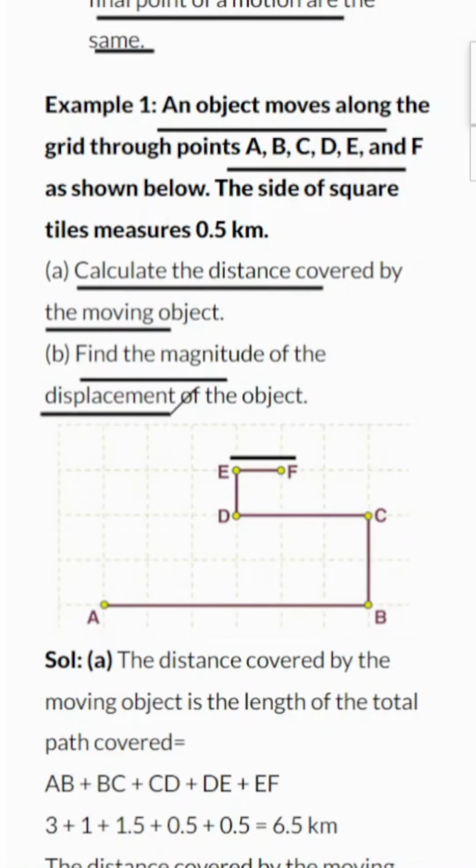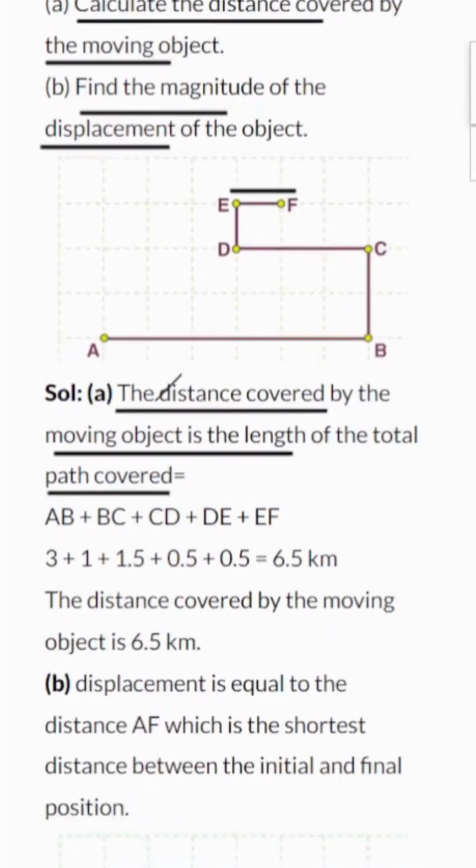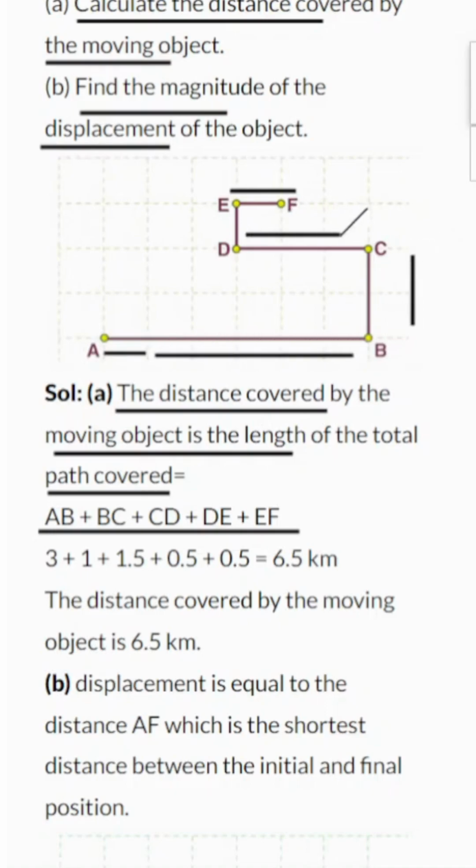Here's the solution. The distance covered by the moving object is the length of the total path covered, equal to AB plus BC plus CD plus DE plus EF. Since each square tile measures 0.5 km, then AB will be 3, BC will be 1, CD will be 1.5, DE and EF will be 0.5 each. The distance covered by the moving object is 6.5 kilometers.